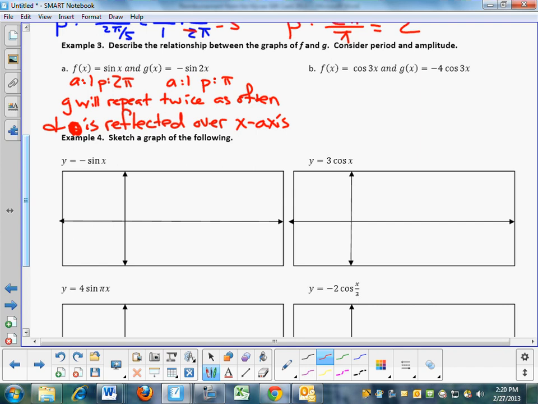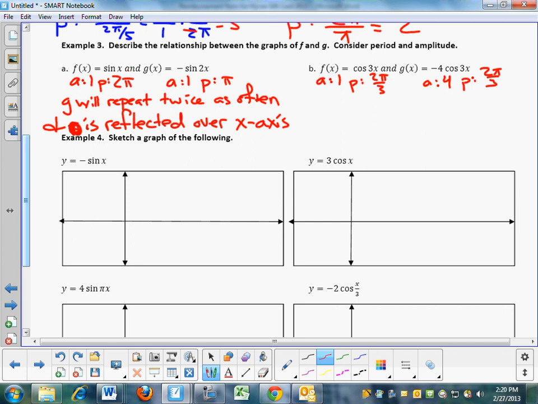Okay, the next one. What's the amplitude for F? 1. What's the period? 2 pi over 3. Good. For G, what's the amplitude? 4. And what's the period? So the period is the same. So they'll repeat themselves just as often. Okay, so no change there.